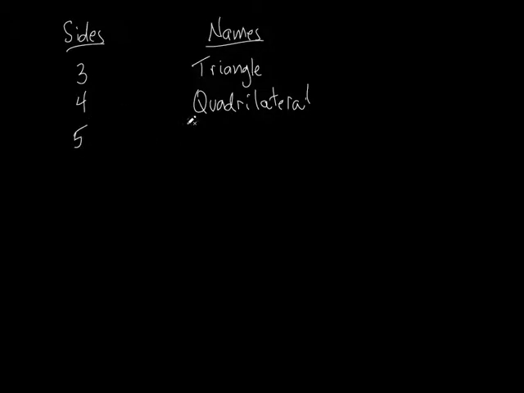Let's go to 5. 5, famous building in D.C., the Pentagon. That's why they call it the Pentagon. They don't call a 5-sided figure a pentagon because of the building in D.C. They call the building in D.C. a pentagon because that's what it is. 5 sides, 5 angles. It's a pentagon. Right? 6 is a hexagon.